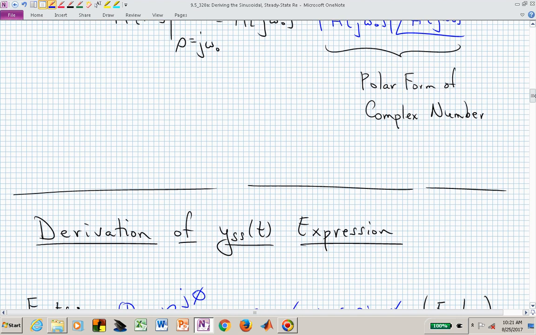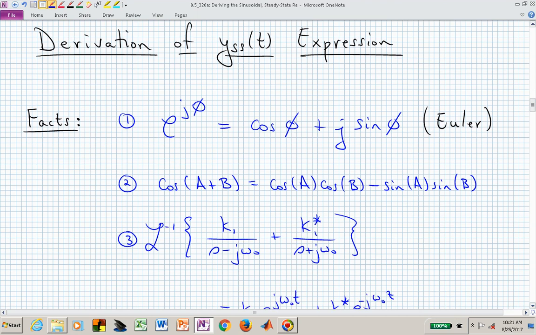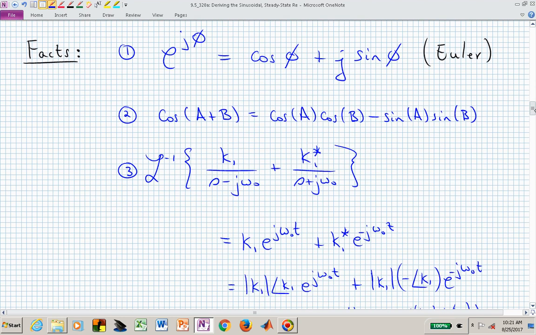What we now want to do is derive that sinusoidal steady state expression. Where did that come from? Before we get too deep into that, let me just say that throughout this discussion, we're going to use a few facts: Euler's formula, the cosine of two angles expression, and the relationship between the transformed version of a complex set of poles, which are at plus and minus j omega naught, with this complex number for its partial fraction expansion coefficient.